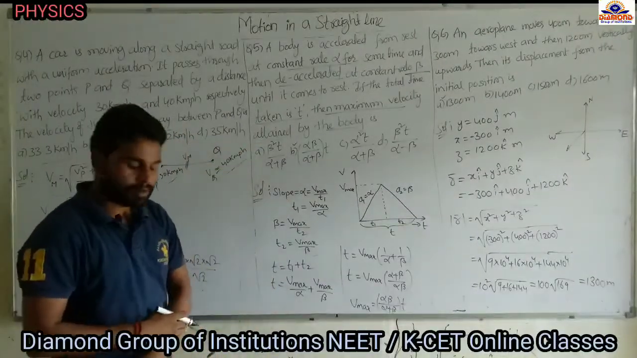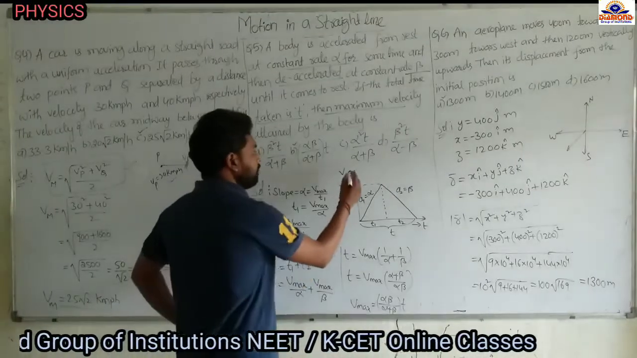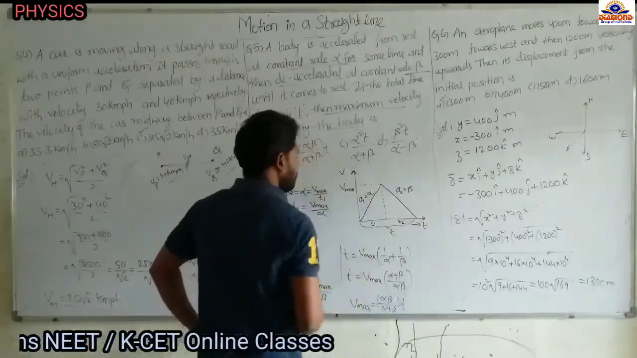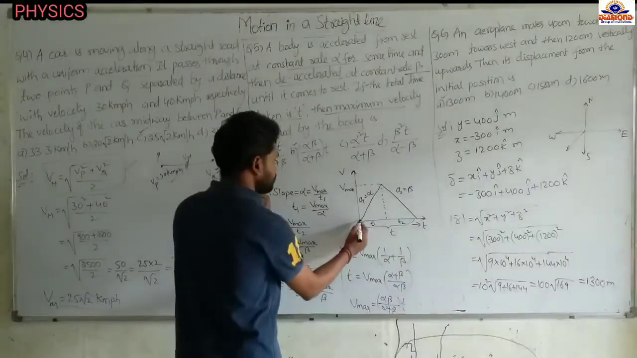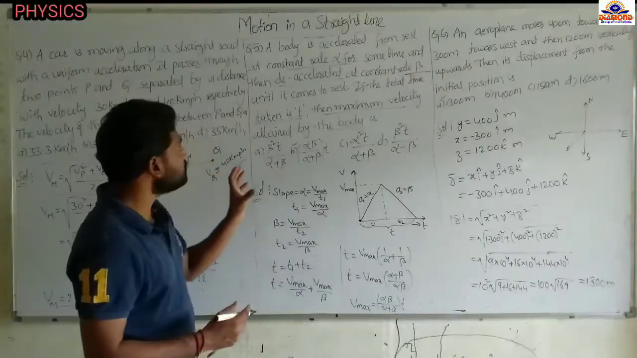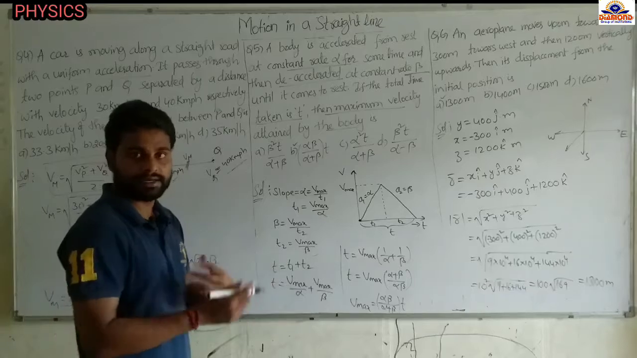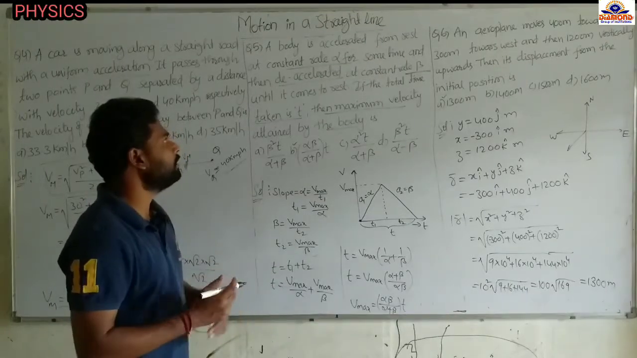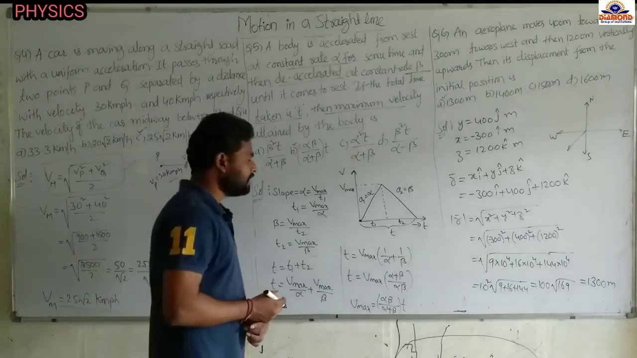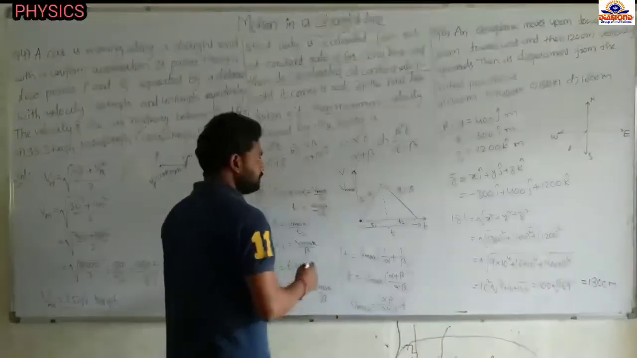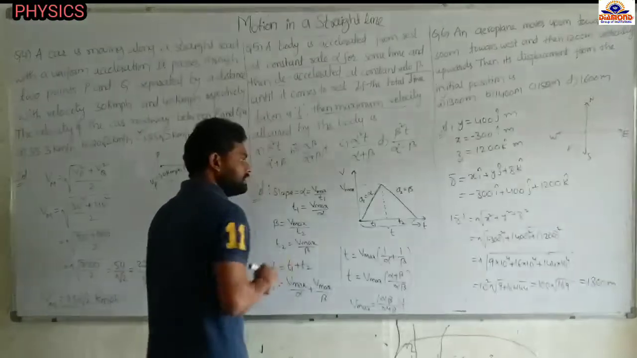If they give this type of problem, going through the graph makes it very easy. I am taking velocity on the y-axis and time on the x-axis. First the body is at rest, and then it accelerates at constant rate alpha. For uniform acceleration, the velocity-time graph is a straight line passing through the origin, because initially it is at rest.